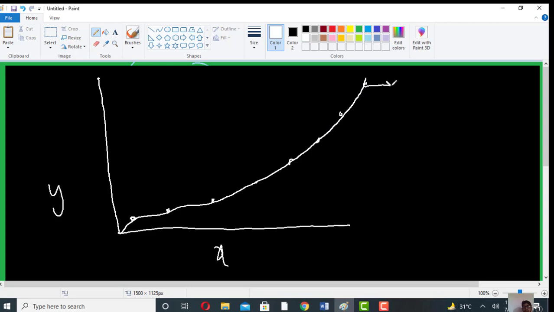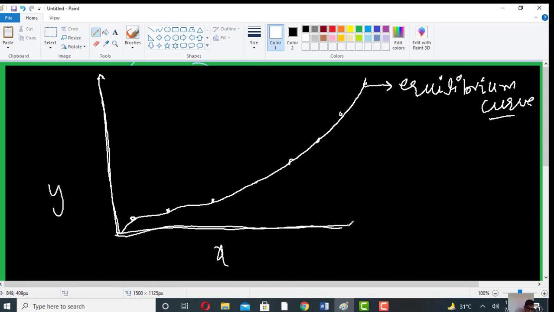This is step one. Equilibrium curve. Then we will find this xy plane. Then we will determine the bulk concentration. Suppose the bulk concentration is YAB and XAB. Suppose this is the YAB and this is the XAB. So find the bulk concentration.